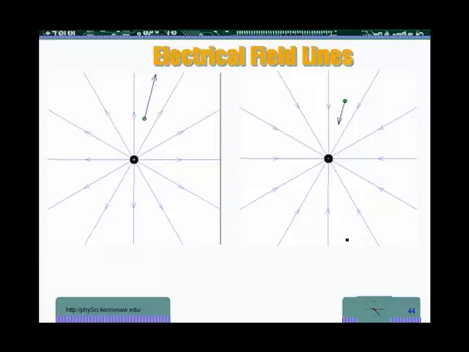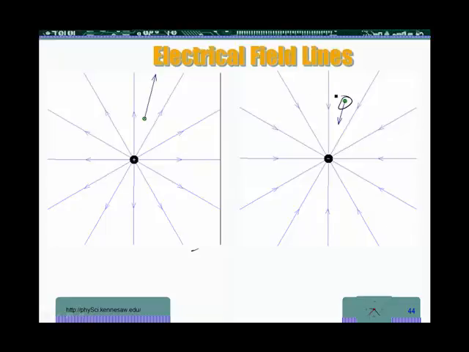Now, quite often, instead of just drawing the electrical field, we draw what we call electrical field lines. The electrical field lines would be lines originating at the charge. For a positive charge, they're going to radiate outwards, like what you see here. For a negative charge, they're going to radiate inwards, like you see here.